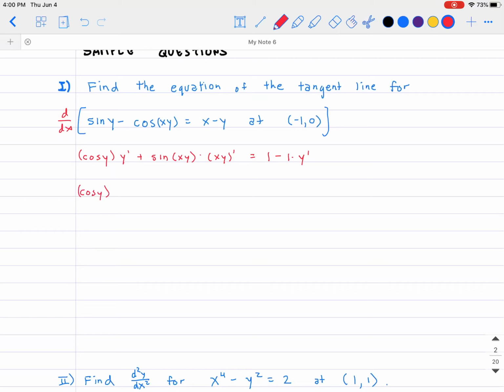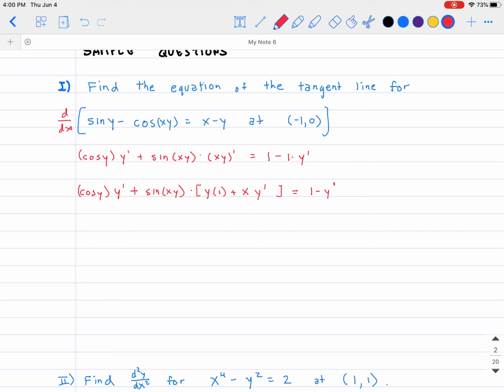Let's go ahead and clean this up a little bit more. So cosine of y multiplied by y prime plus sine of x times y multiplied by the derivative of that thing right there according to the product rule. So this part you have to watch out for. The product rule says that it's going to be the second function multiplied by the derivative of the first, and then plus the first function multiplied by the derivative of the second. And then all that is now equal to the right-hand side once again.